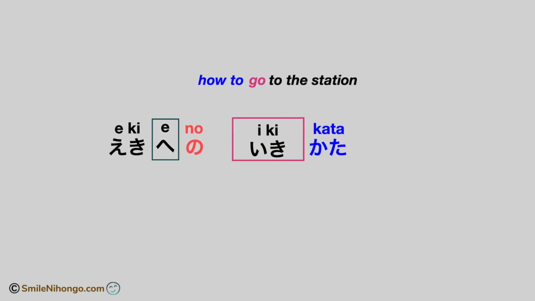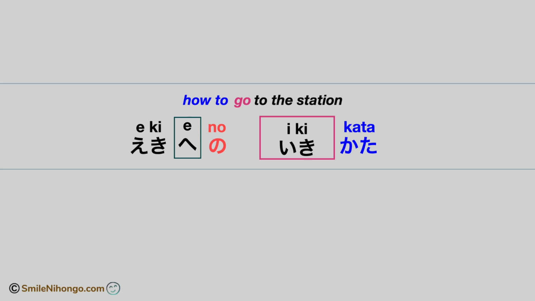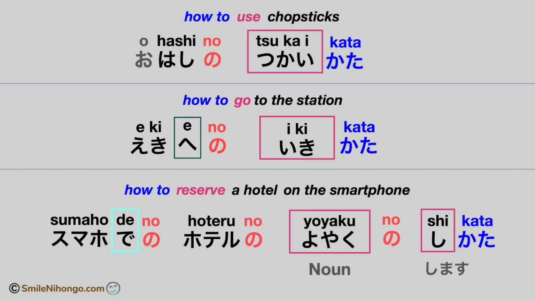Today in this lesson, we learned how to use particles with the expression kata. I hope you now feel more confident to make sentences with kata by yourself in Japanese. By the way, in case you are already studying kanji, let me show you the kanji for kata for this meaning, how to. It looks like this in kanji.